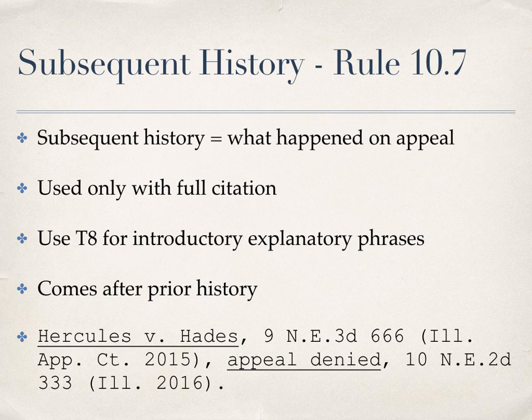Here's an example of what a case might look like with subsequent history. You'll see that you have the regular citation of Hercules v. Hades, cited from the Illinois Appellate Court in 2015. Subsequent history is simply appended to the end of that citation, separated by a comma, introduced by an explanatory phrase found in T8, and the full cite of the new case follows.